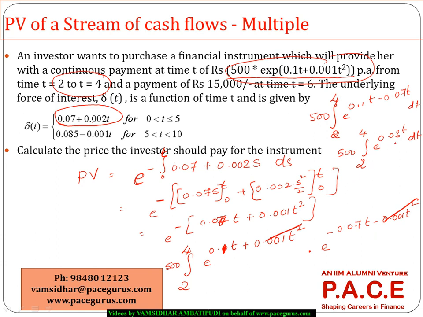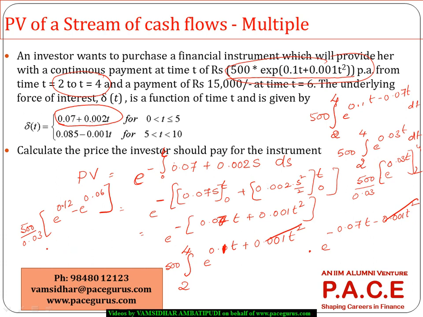Which helps me solve this integral. The integral of e power ax is e power ax divided by a. So this becomes e power 0.03t divided by 0.03, integrated between 2 and 4. It works out to 500 by 0.03 multiplied by (e power 0.12 minus e power 0.06). These are the numbers.